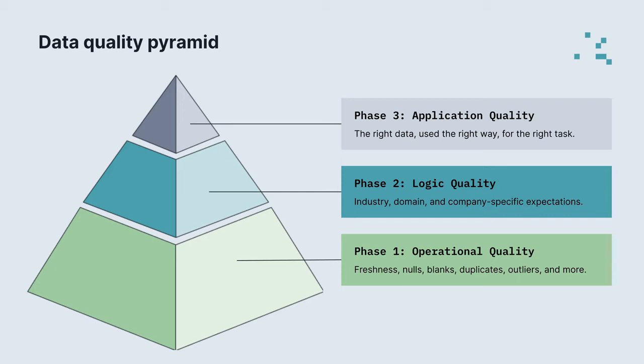The second phase is logical quality, which gets into defining rules that are specific to your industry, to your business, that help you determine whether data is usable or not. And finally, the third phase is application quality, which is this holy grail where the right data is always used in the right way for the right task. So let's walk through these phases and dig into them a little bit more and see how they build on top of each other.